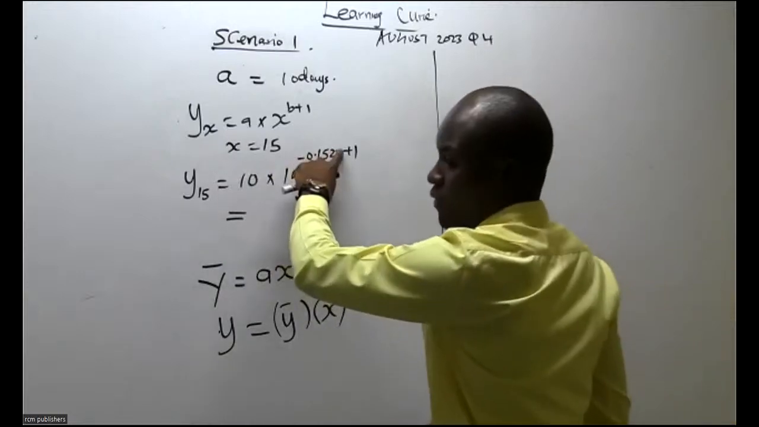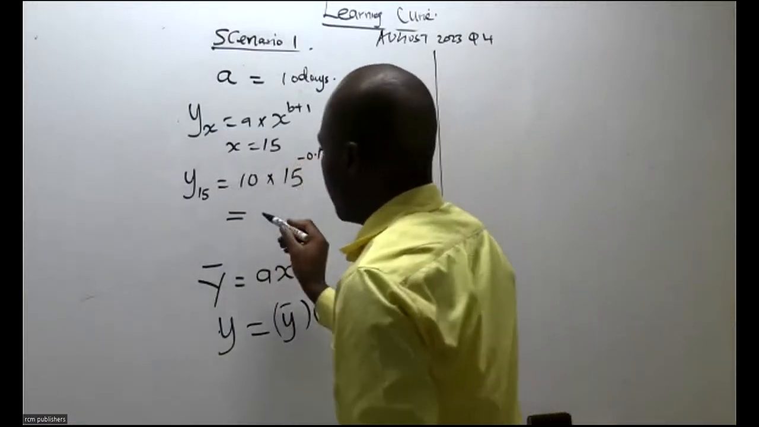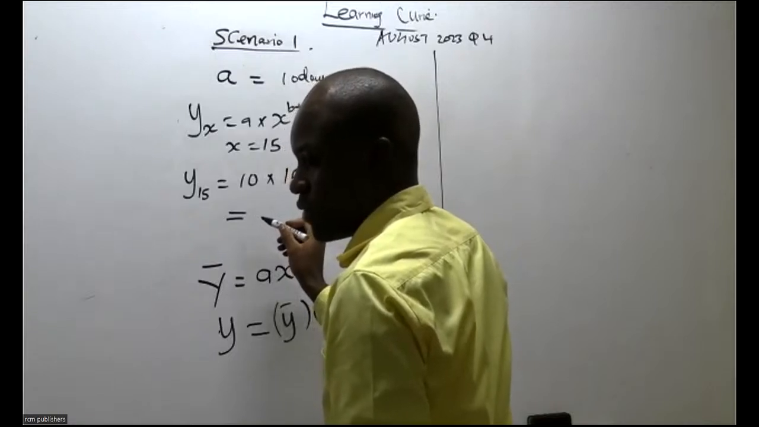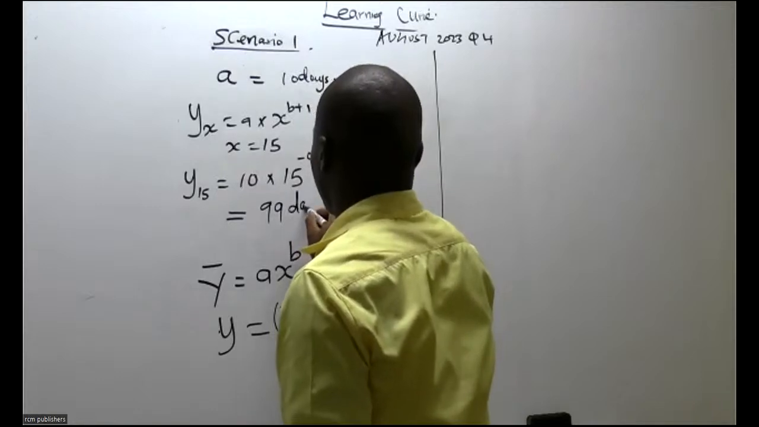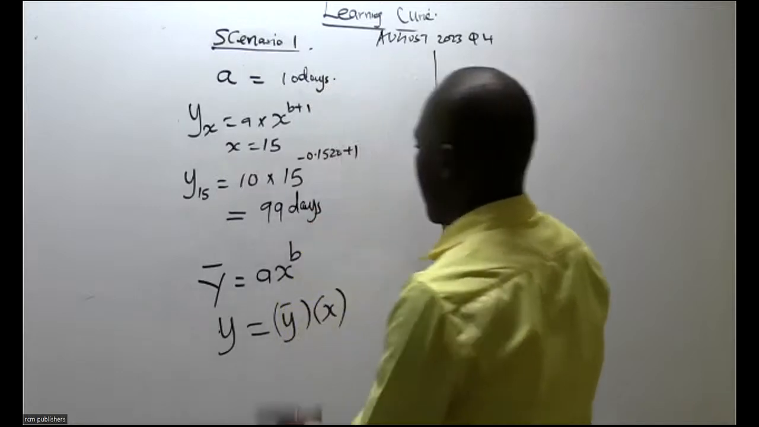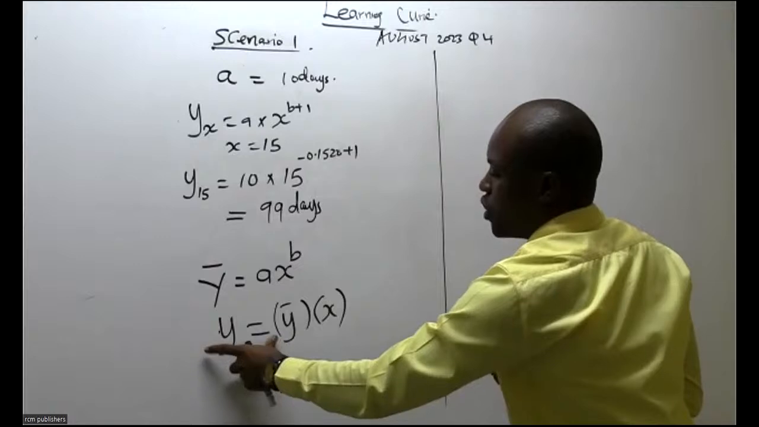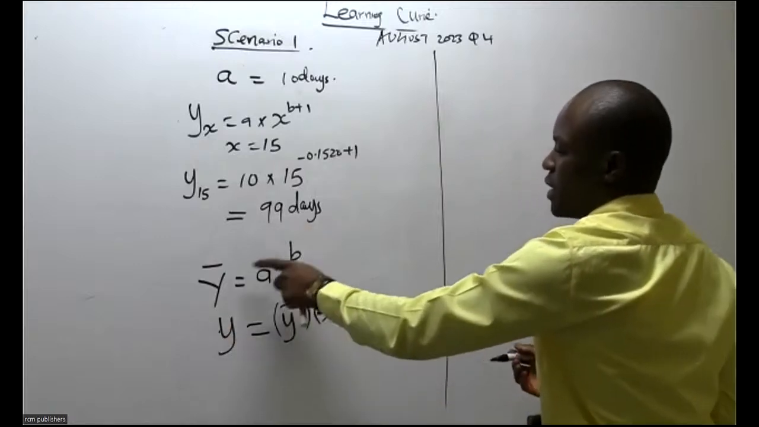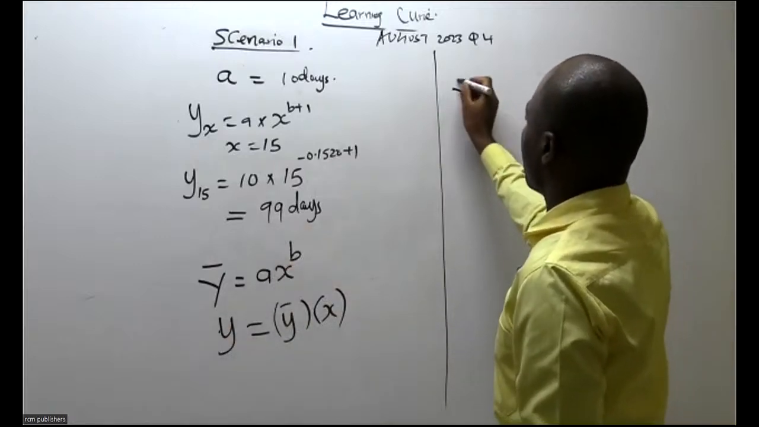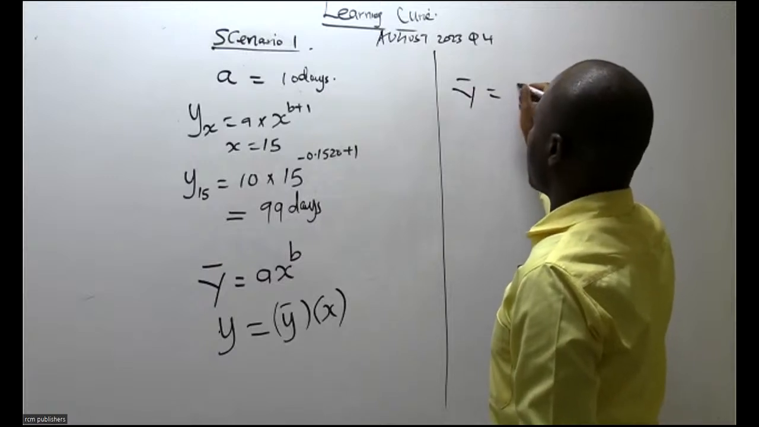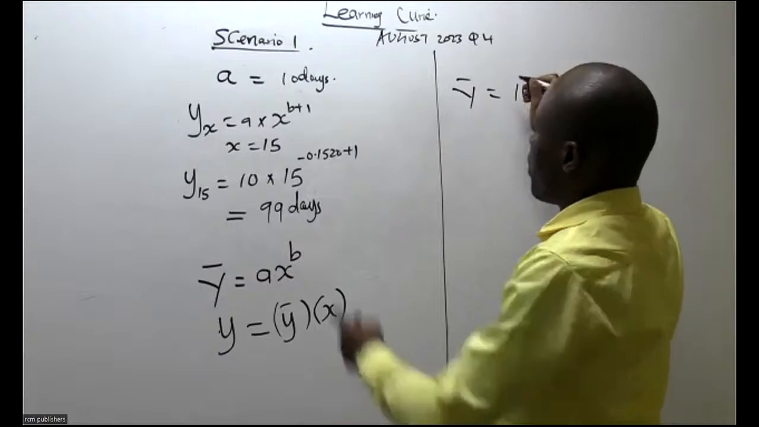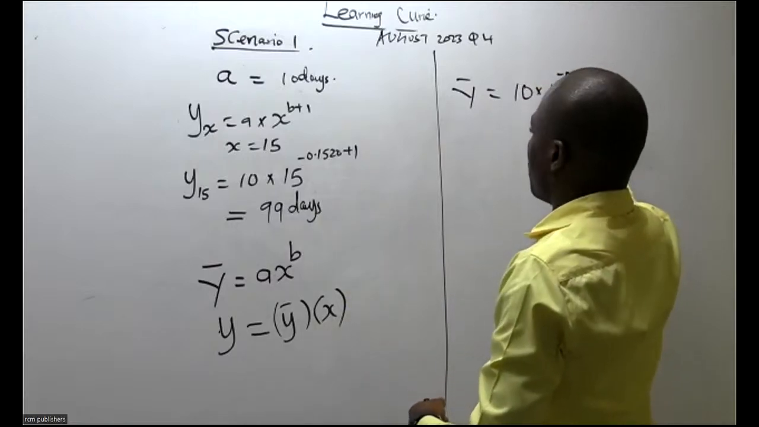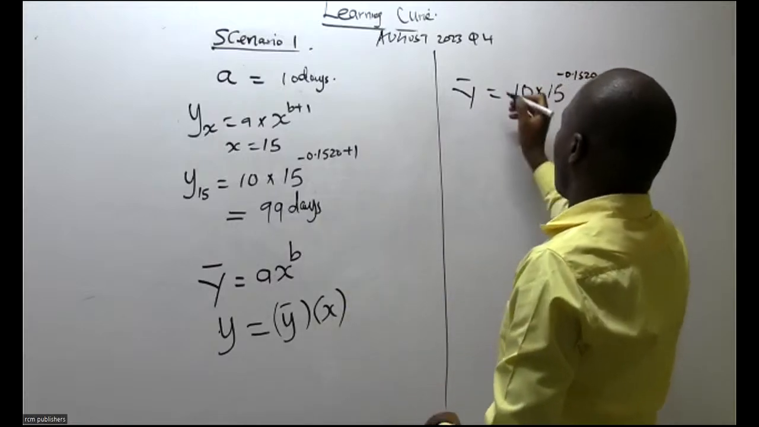If you use this first formula, tunapata ngapi? Somebody to confirm. 99 days. Good. I want us to use this approach and compare if you're going to arrive at the same answer. Let's get the average first. The average will be A, which is 10 times X, which is 15, raised power negative 0.1520. Hapa unapata ngapi?